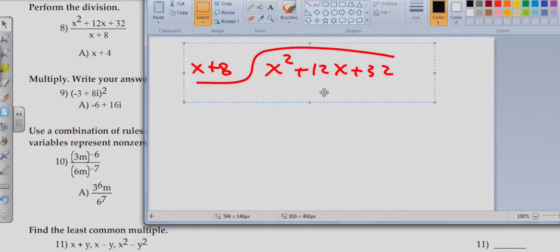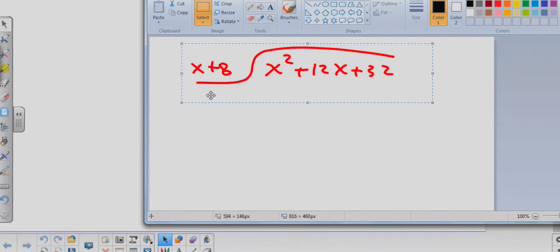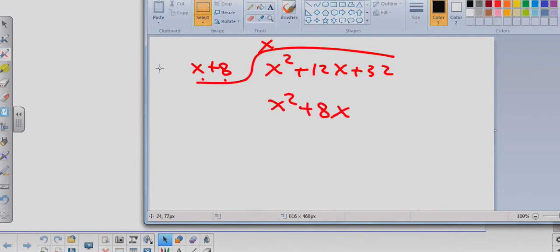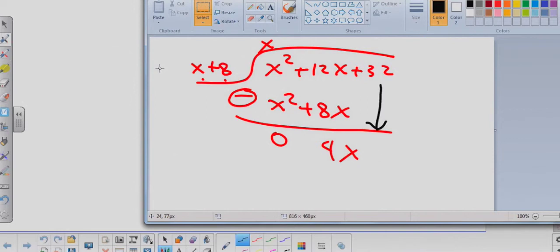Anyway, x squared divided by x is equal to x. You take this x multiplied by these two, so you get x squared plus 8x, right? And then you subtract to get the difference. There's 0 here, and then 12 minus 8 is 4, so 4x. Then the next step is to bring this down, so it becomes plus 32.